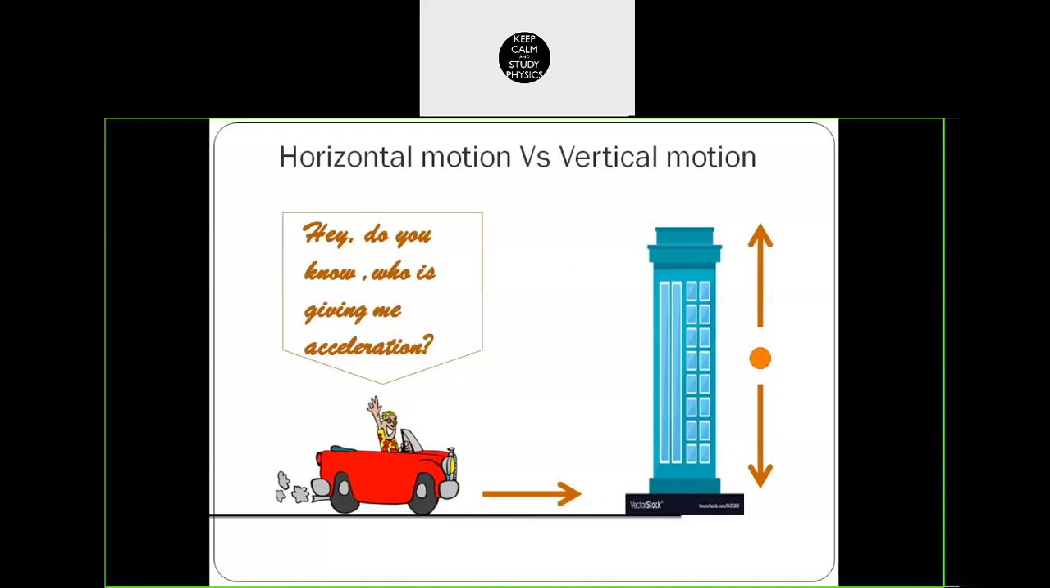So now tell me, for horizontally moving bodies and for vertically moving bodies, the source of acceleration is different. Is there any other difference that you can observe?